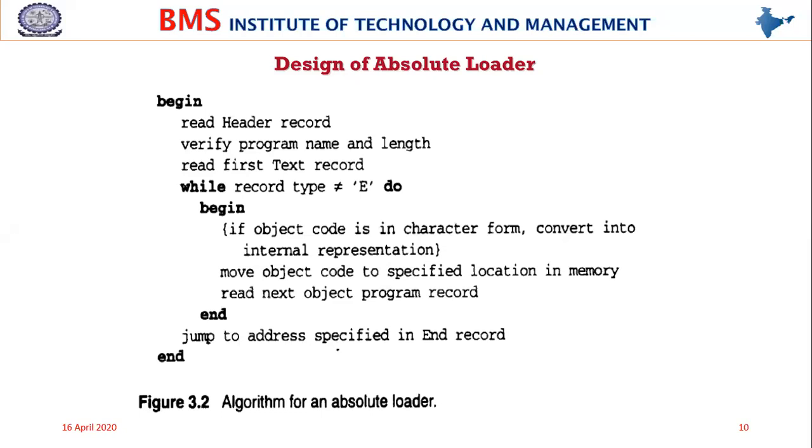Read the next text record, and the next, until when? Until we have reached the end record. Once the end record is encountered, after the while loop, we jump to the address specified in the end record. Which address? The starting executable address. There we are going to jump. This is the design of the algorithm for implementing the absolute loader. It is very important and will be asked many times in the examination, and you are supposed to explain this internal representation conversion also.